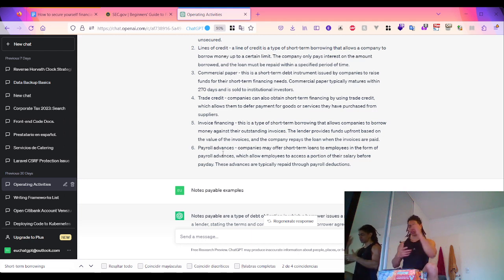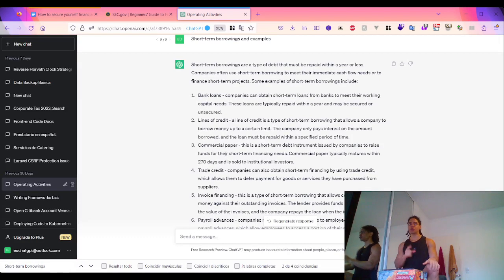Okay, the trade credits, invoice outstanding, which the company uses to raise capital from lenders. Based on this invoice and its value, the lenders provide funds. And the other is payroll advance.